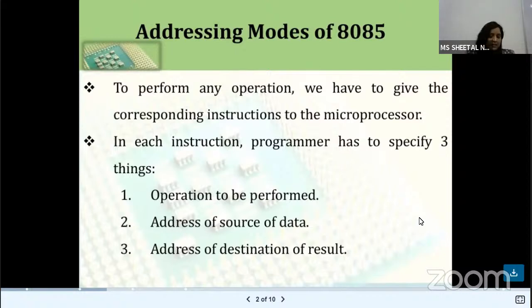Now, if we talk about the 8085 microprocessor instruction set, the whole instruction set is divided into five parts. First is the arithmetic group, and the next is the logical group, branch group, machine control group, and the most important one is the data transfer group. Every group contains some instructions which have some addressing modes.